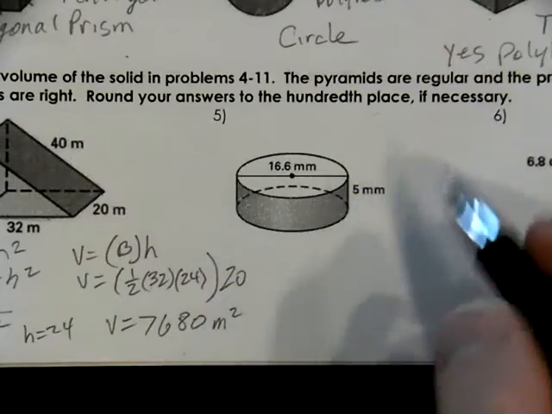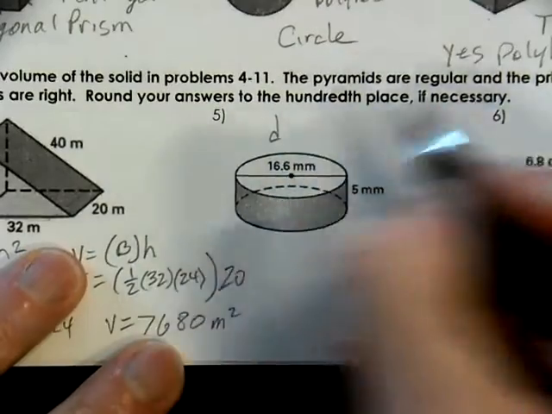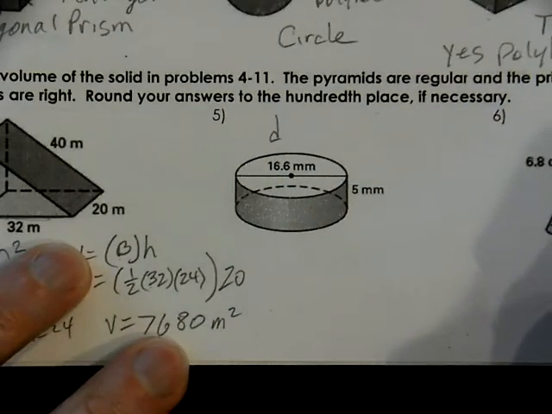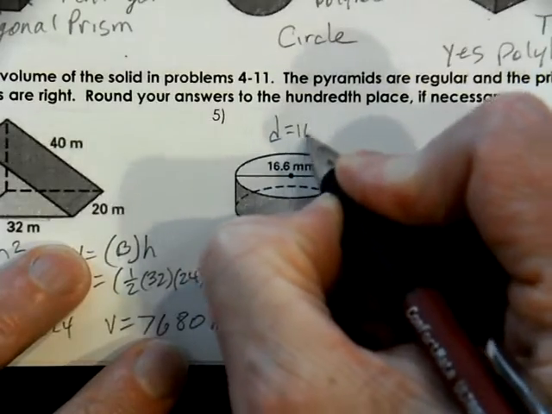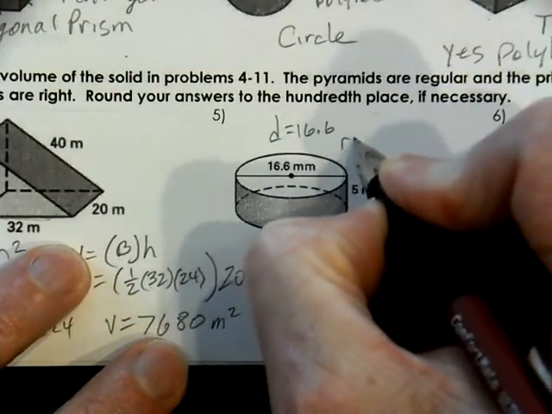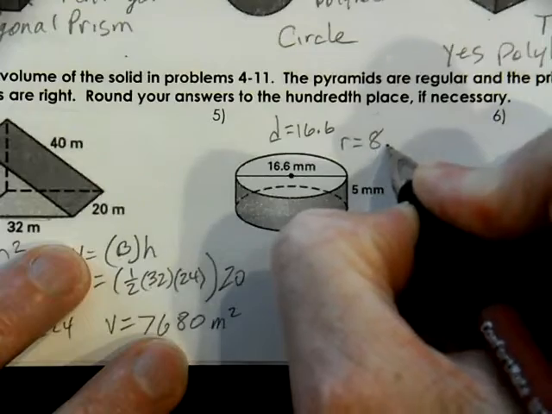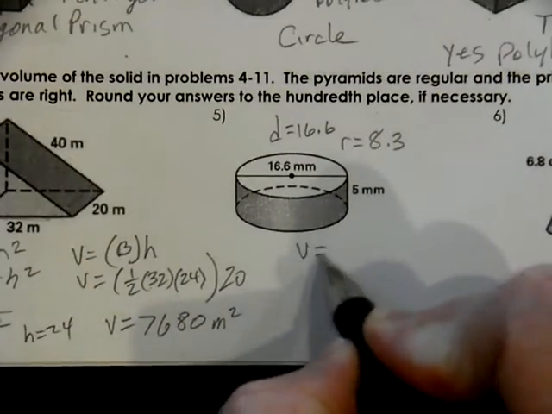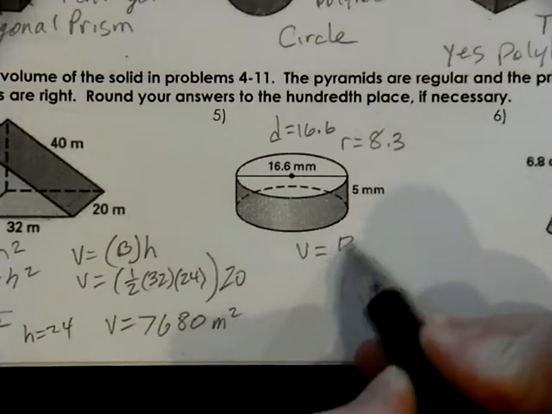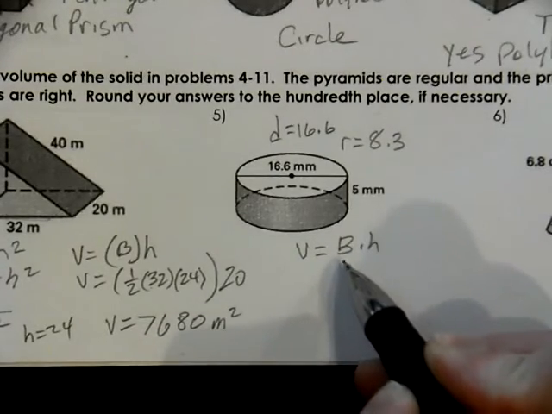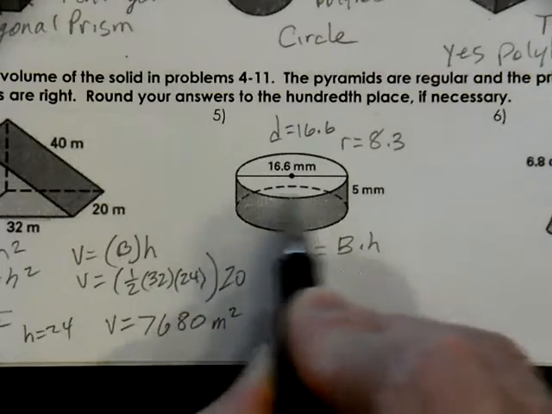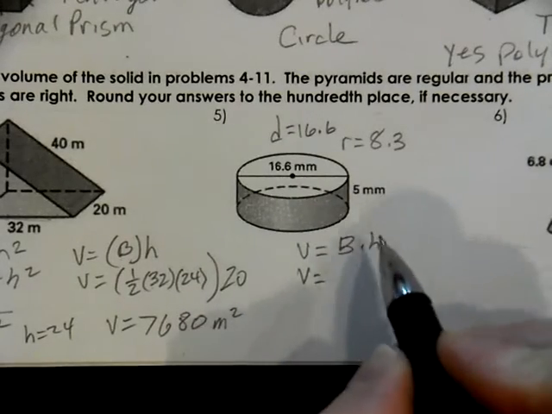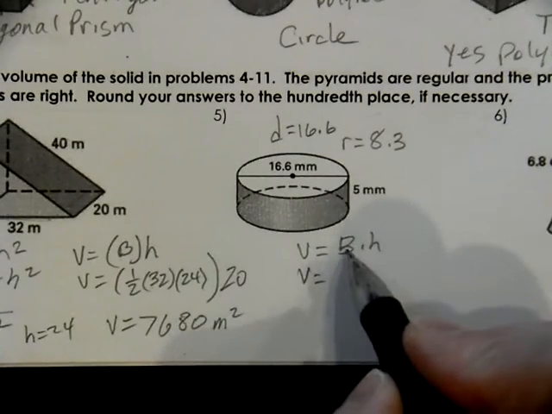Here we have a cylinder. The diameter is 16.6. So the radius is going to be 8.3. And that's a number we're going to need because the volume, again, it's base times height. Capital B stands for the area of the base, which is a circle. So you need the formula for the area of a circle.